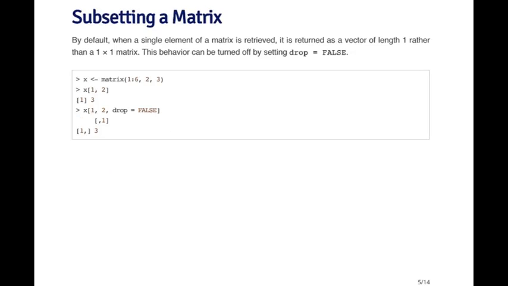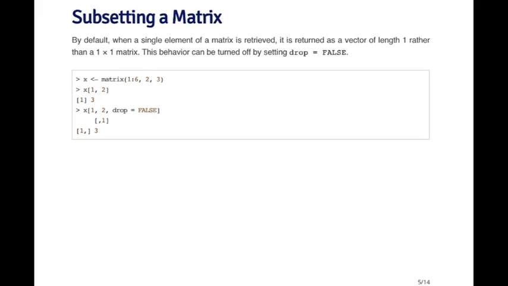By default, when a single element of a matrix is retrieved, it is returned as a vector of length 1 rather than a 1 by 1 matrix. Remember I said before that the single square bracket operator always returns an object of the same class. The one thing that is sometimes a little bit unexpected is that if I subset out a single element of a matrix, I don't get back a matrix. What I get back is just a vector with that number in it. So if I say X[1, 2], that gives me the first row, second column of the matrix. That's just the number 3, not a 1 by 1 matrix with the number 3 in it.